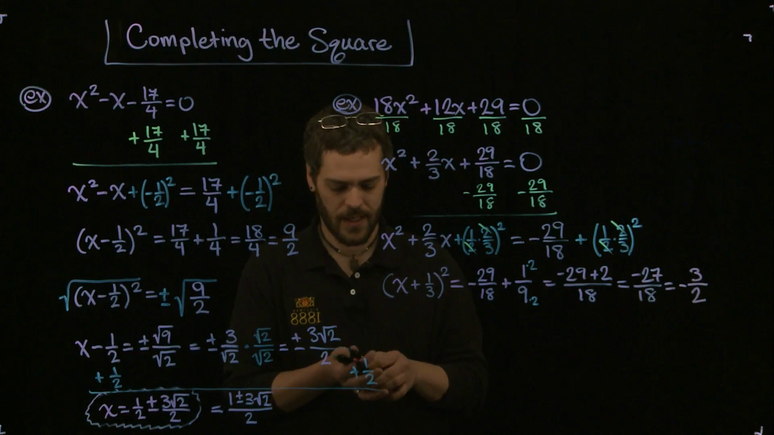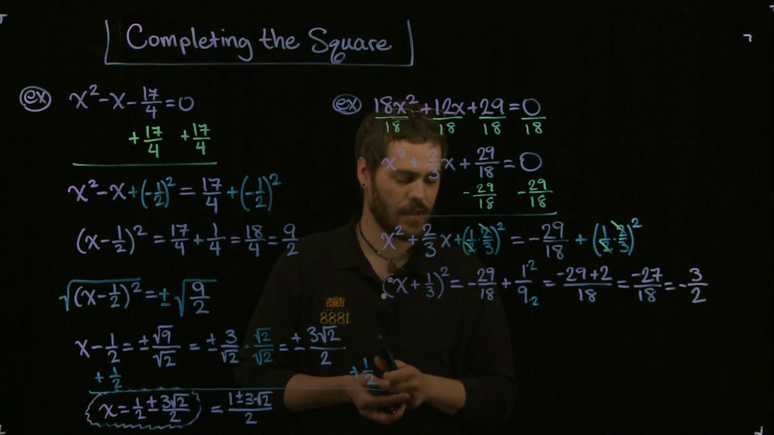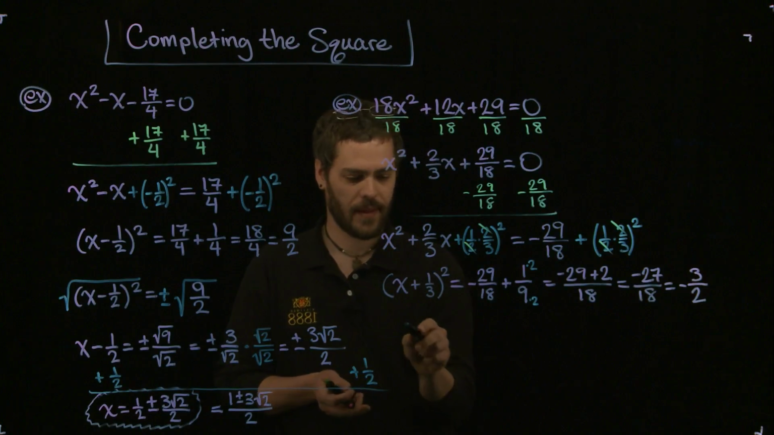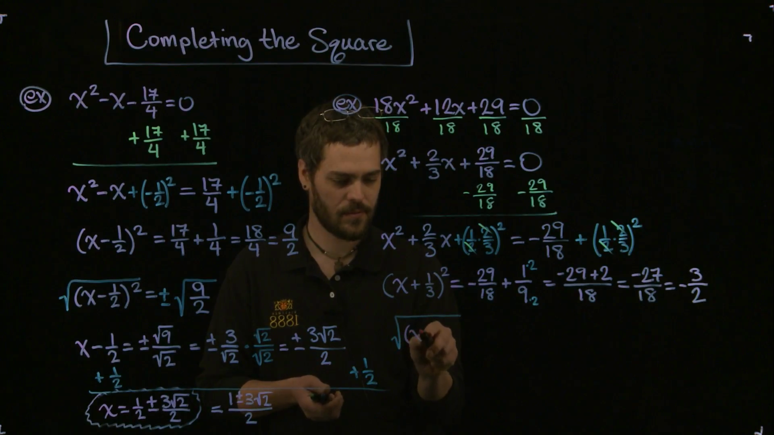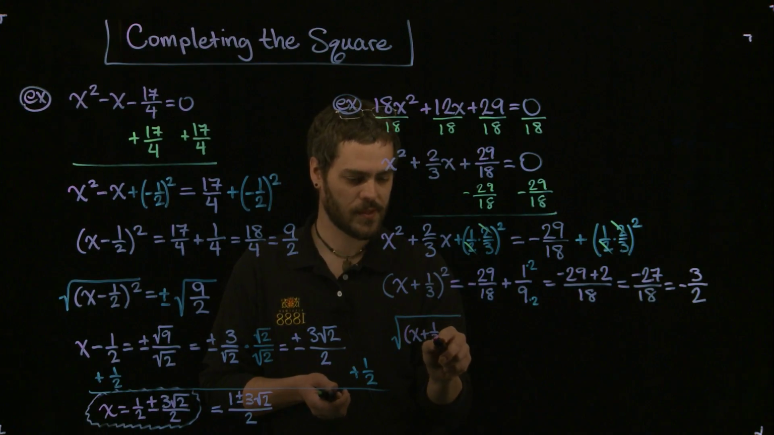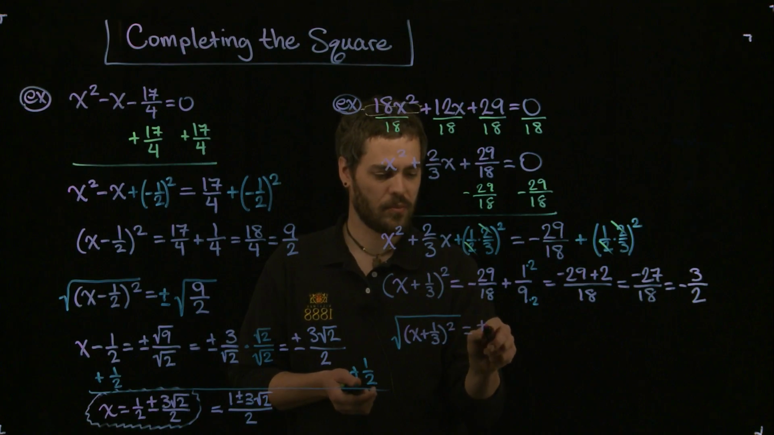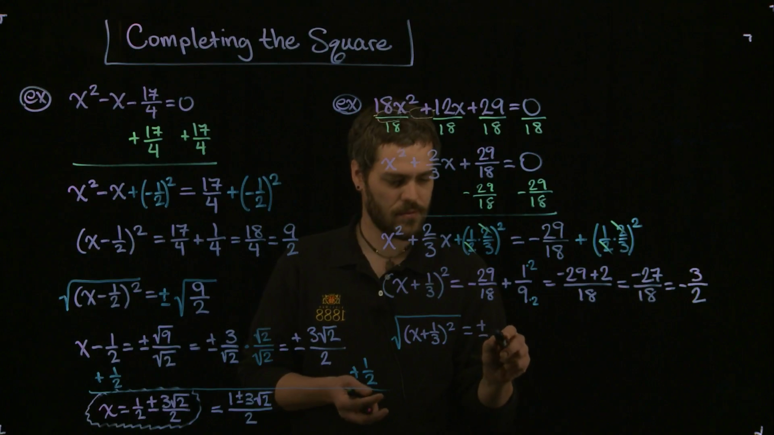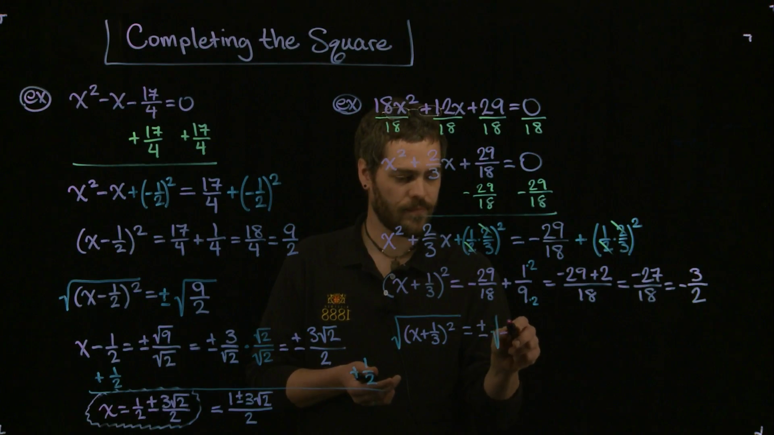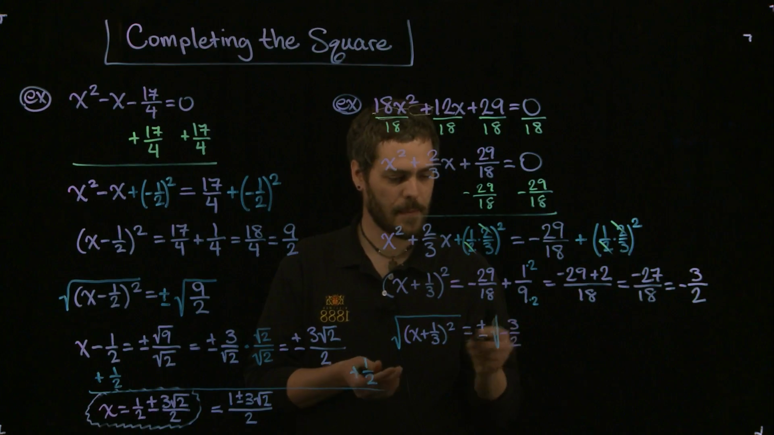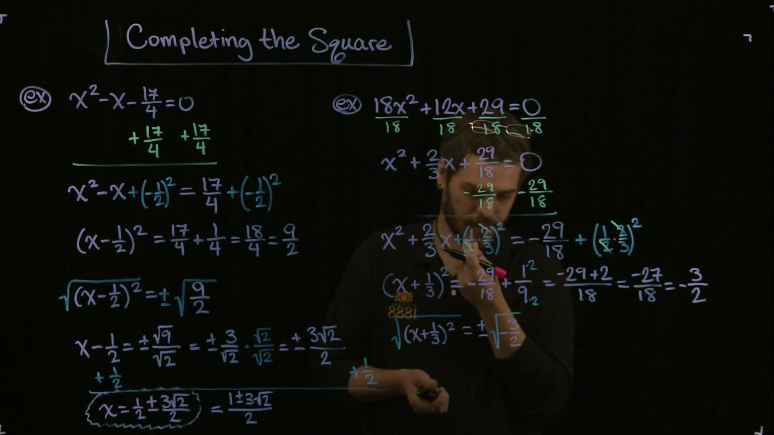So now I've got on the left side something that I'm going to take the square root of. I'm also going to take the square root of the negative 3/2. So let me go ahead and just write that root right away. Taking the root of x plus 1/3 quantity squared equal to plus and minus the root of negative 3/2. There we go. And let me go ahead and simplify this as well while I'm here.